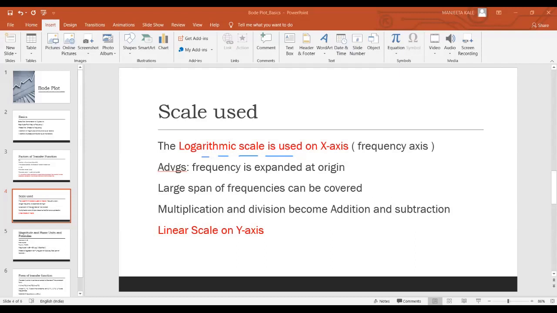First advantage is frequency is expanded at origin. I'll explain what this is. Large span of frequencies can be covered and multiplication and division become addition and subtraction.